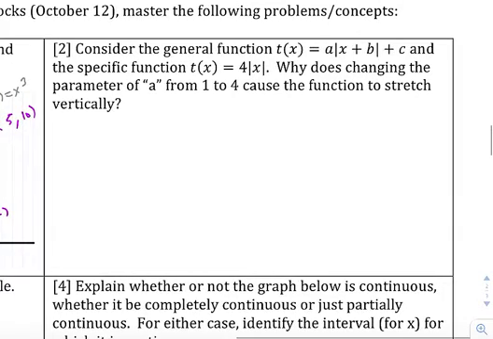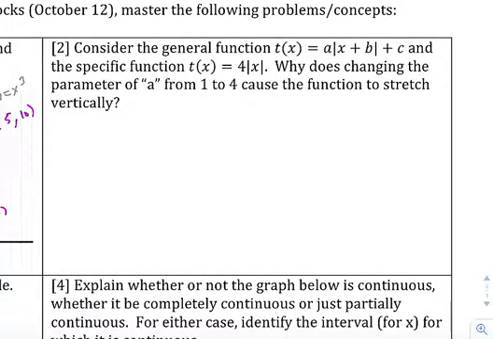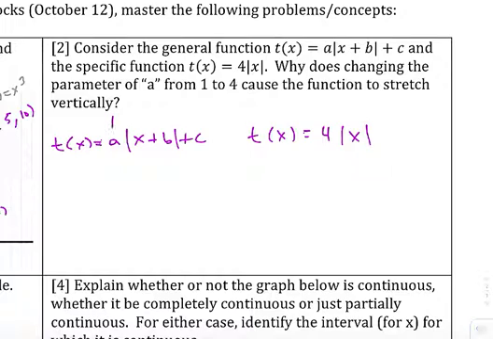So here we have a couple questions. We have this general function t of x listed with parameter changes as variables: a times the absolute value of x plus b, plus c. And then we have a very specific t of x, which is 4 times the absolute value of x. Why does changing the parameter a from 1 to 4, because it is 1 here as a default, cause the function to stretch vertically?